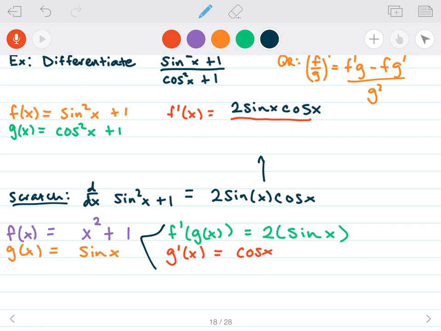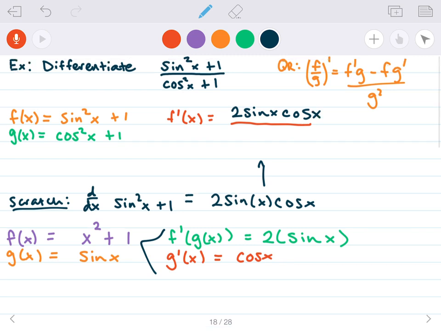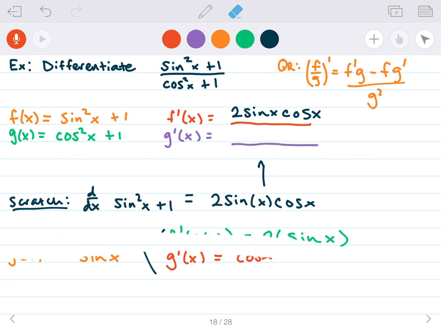And now I need to take the derivative of g of x the same kind of way. So let's do that in purple, and let's do some scratch work for that. Again, we're going to do the same kind of process here.